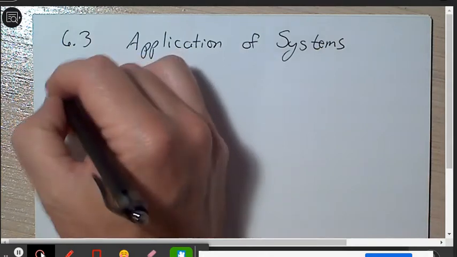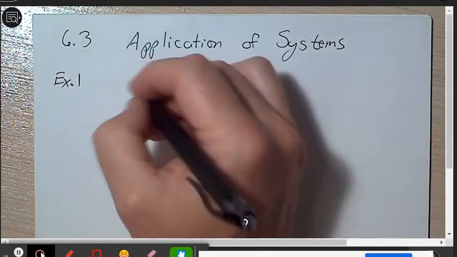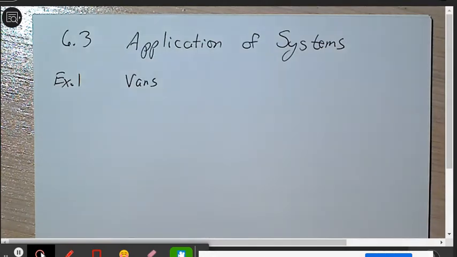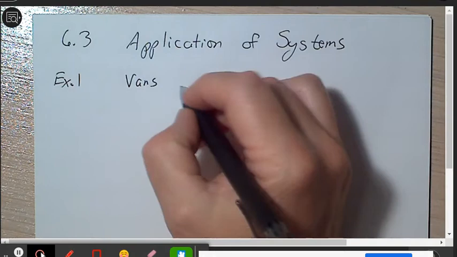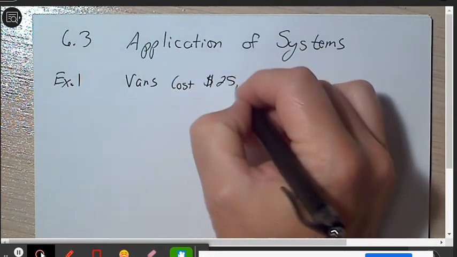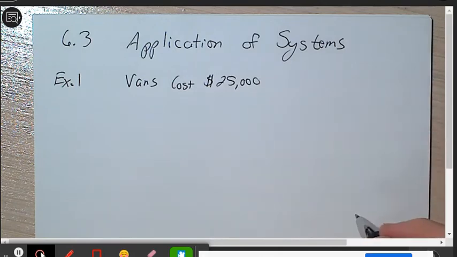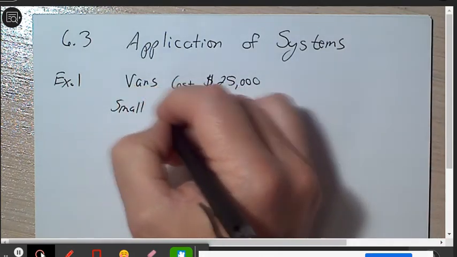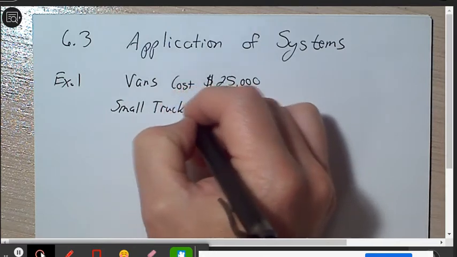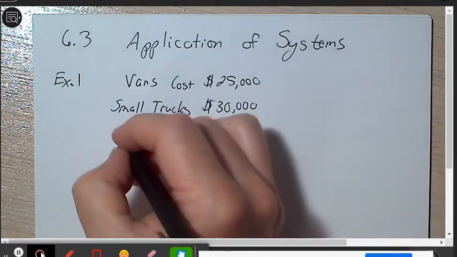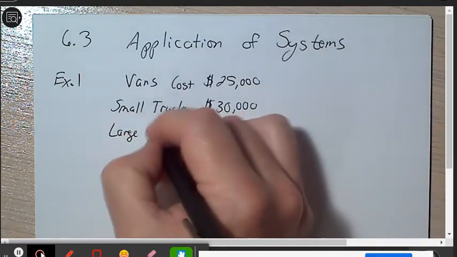So here we go. Here's example 1. We've got a moving company business type thing. We're going to say that vans cost $25,000, small trucks are $30,000, and large trucks are $40,000.